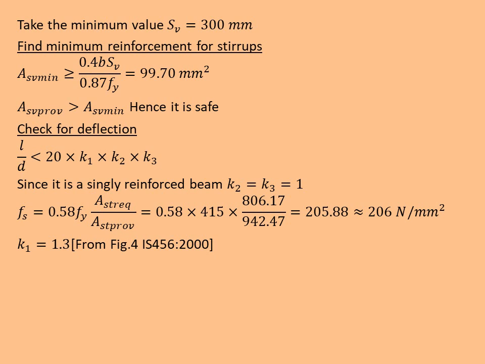Which is 1.3 approximately. Now L by D less than 20 into 1.3, we see that 6230, we substitute the value 6230 by 450 should be less than 26, which is 13.844. That means it is less than 26, hence it is safe.